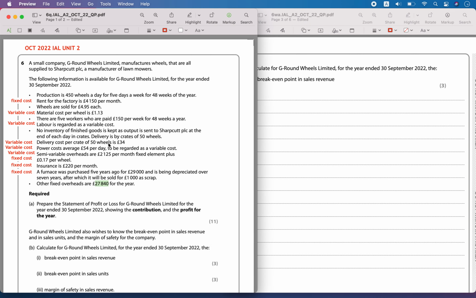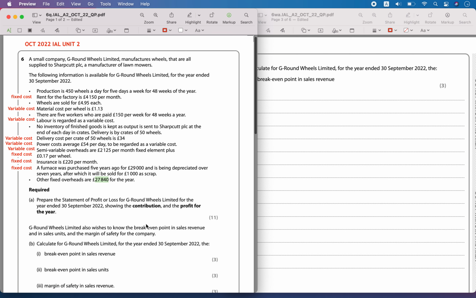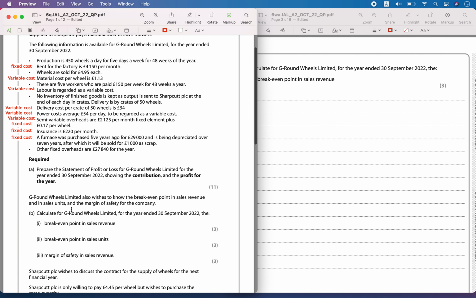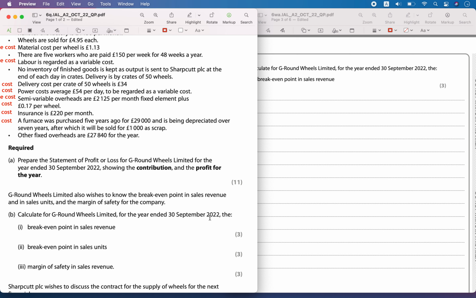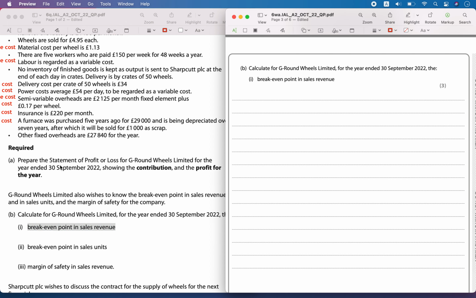Hello, today we are solving October 2022 IAL Unit 2 question number 6 part B. Calculate for G Round Wheels Limited for the year ended 30th September 2022. First part is the break-even point in sales revenue.